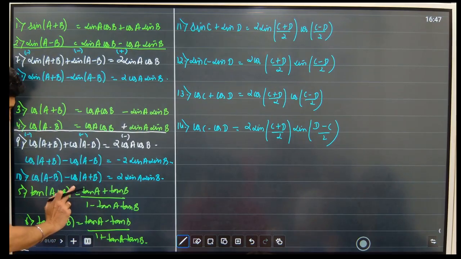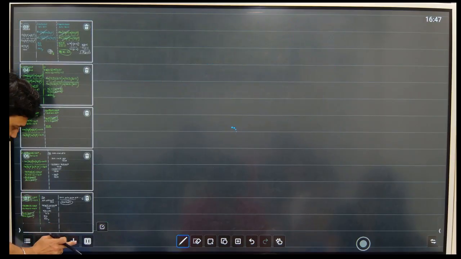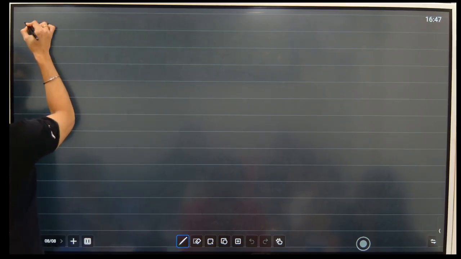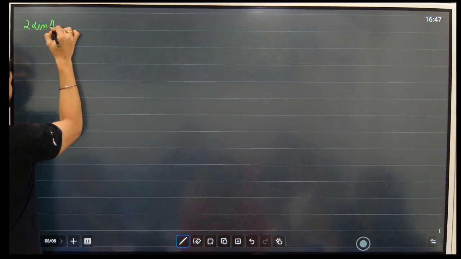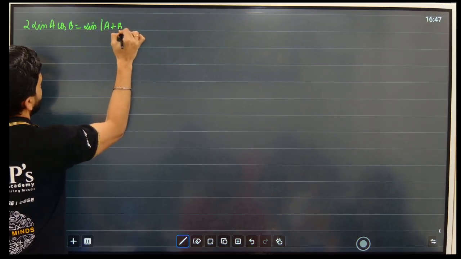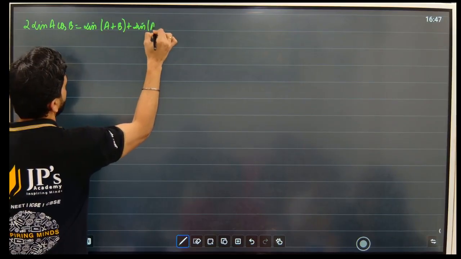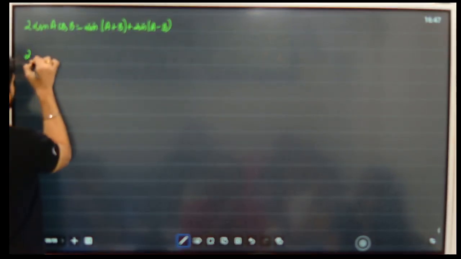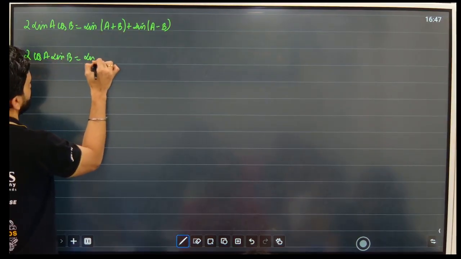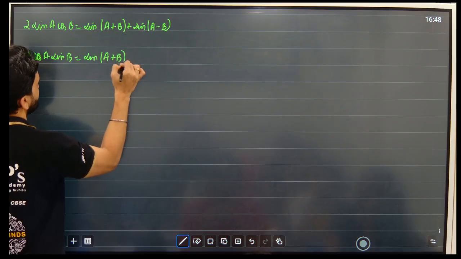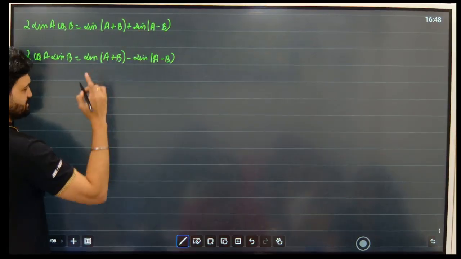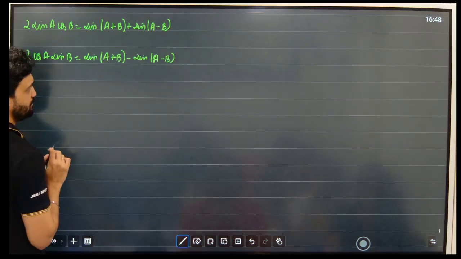In other words, the formula for 2 sin A cos B is nothing but sin A plus B plus sin A minus B. The formula for 2 cos A sin B is equal to sin A plus B minus sin A minus B. I got this by solving sin A plus B and sin A minus B simultaneously.